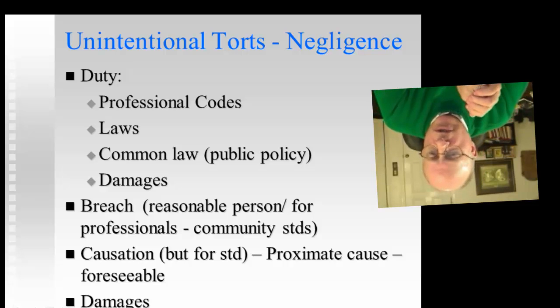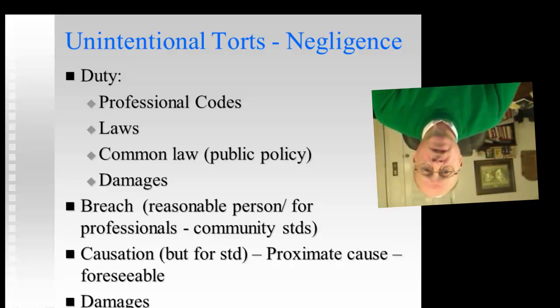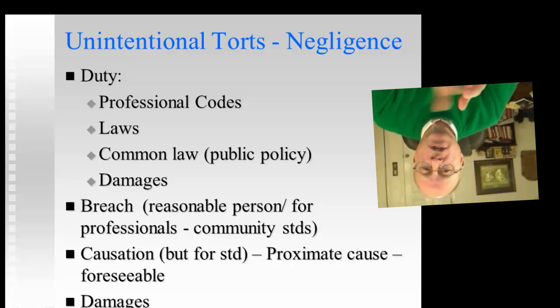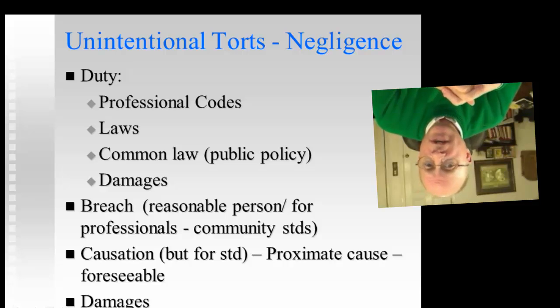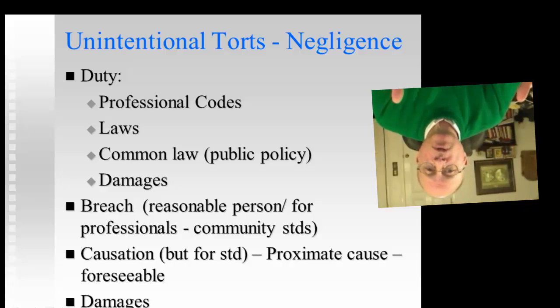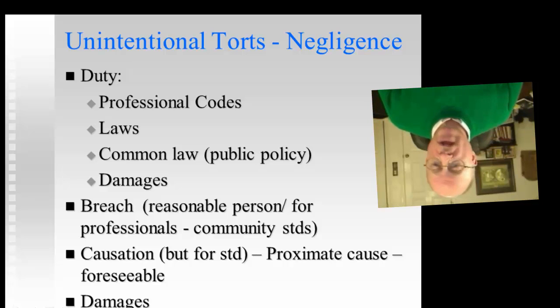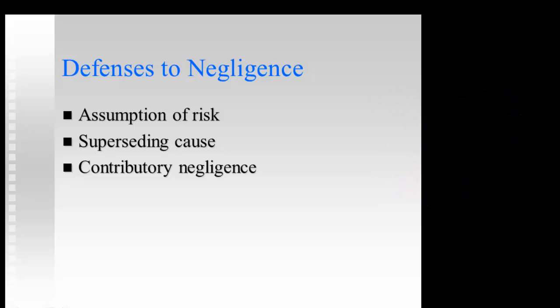Finally, causation is a but-for standard. But for the incident, the person wouldn't have been injured. And the other issue is proximate cause. Would a breach like speeding, is it likely that that is foreseeable that it could lead to injury? And finally, one has to offer evidence on damages.